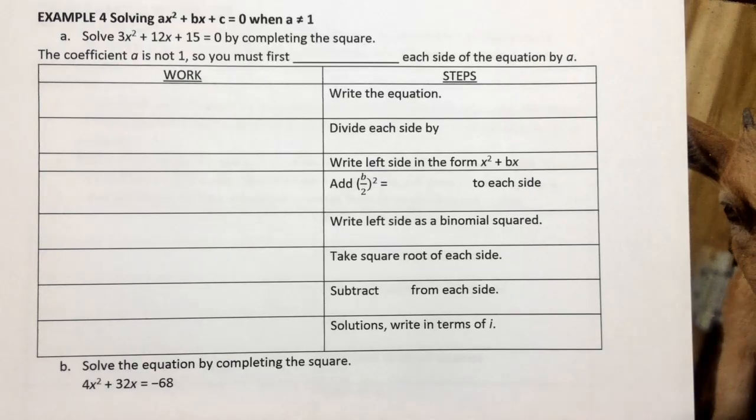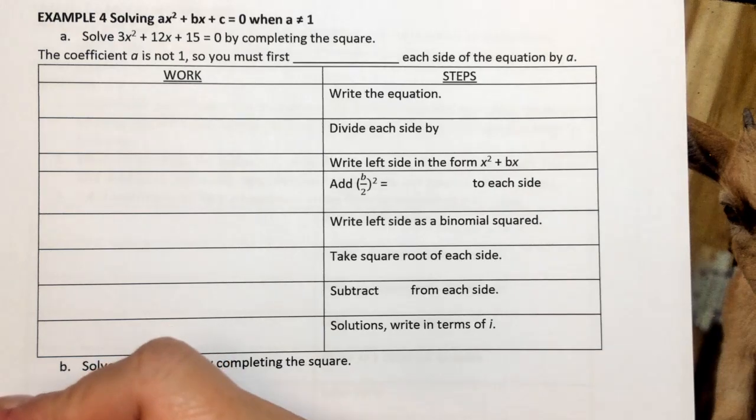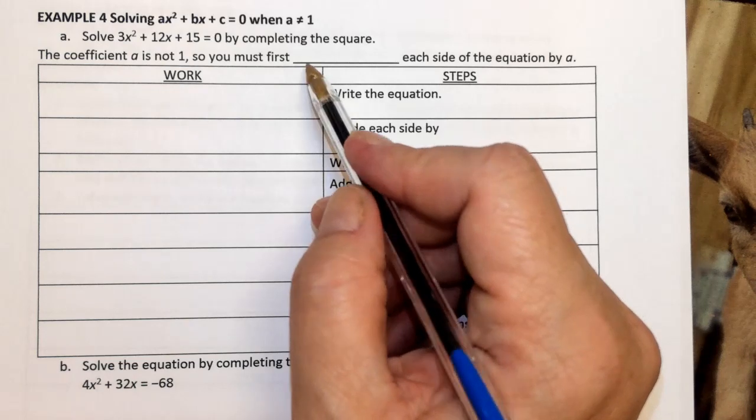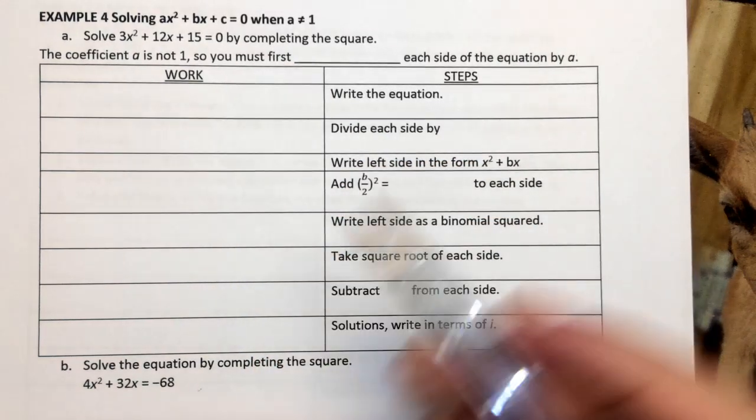Okay, so let's move on to the next example. Example 4. All right, so we're going to solve this by completing the square. The coefficient a is not 1, so you must first, I guess we were supposed to do this first before the other self-assessment question. Oh well, now you know how to do it. So maybe we'll treat this one like a self-assessment question. We'll just do it together. I'm just kidding.